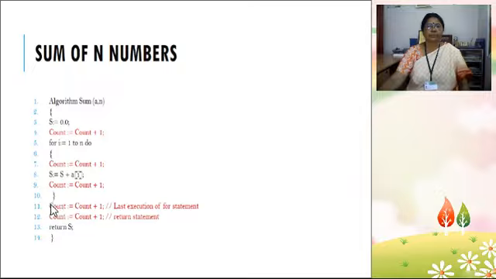And then we have statements 11 and 12. Statement 11 is meant for the last execution of the for statement. We all know that the control part of the for loop will be executed n plus 1 times. All the statements inside the for loop will be executed n times, but in the last execution we check whether the value of I has reached, that is, I is greater than n. So there is one last execution of for. So we increment the count by 1 for the last execution of our statement.